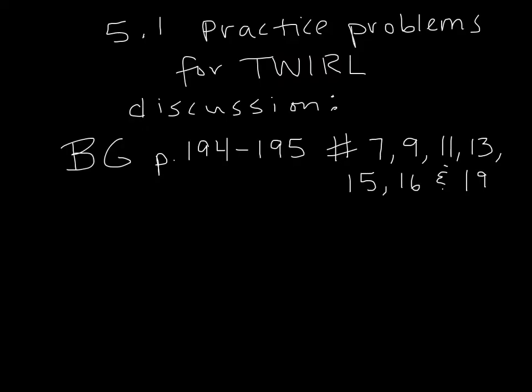So for 5.1, your practice problems for your twirl discussion are in the big green book, pages 194 to 195. You have numbers 7, 9, 11, 13, 15, 16, and 19.